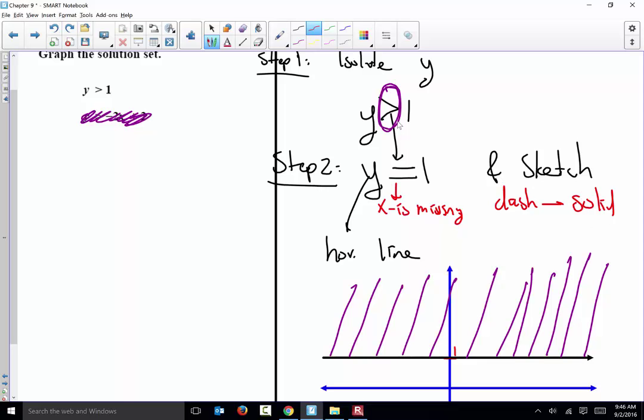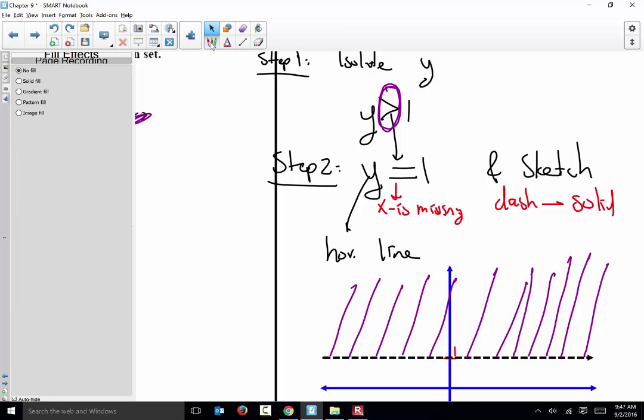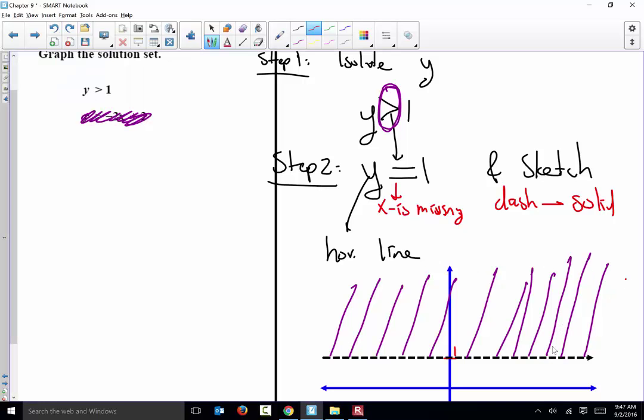It's dashed because we don't have an equal sign here. This line is supposed to be dashed. I think I can fix it quickly here. Here we go. Okay. Is the picture clear? Perfect. Can we go to the second part?